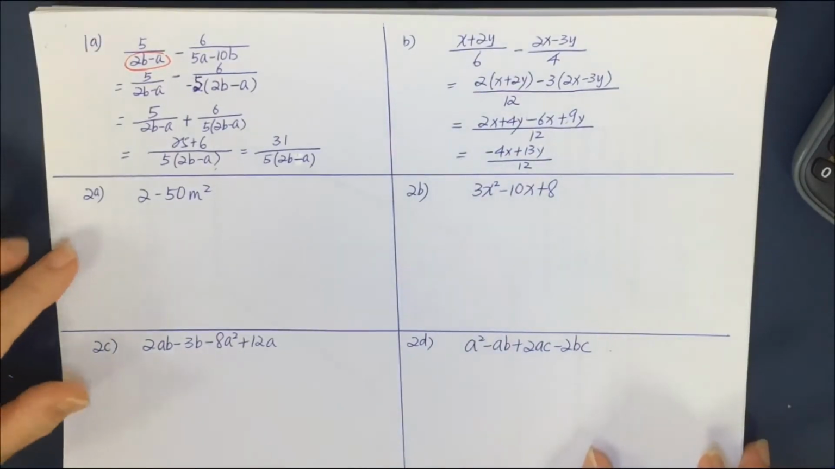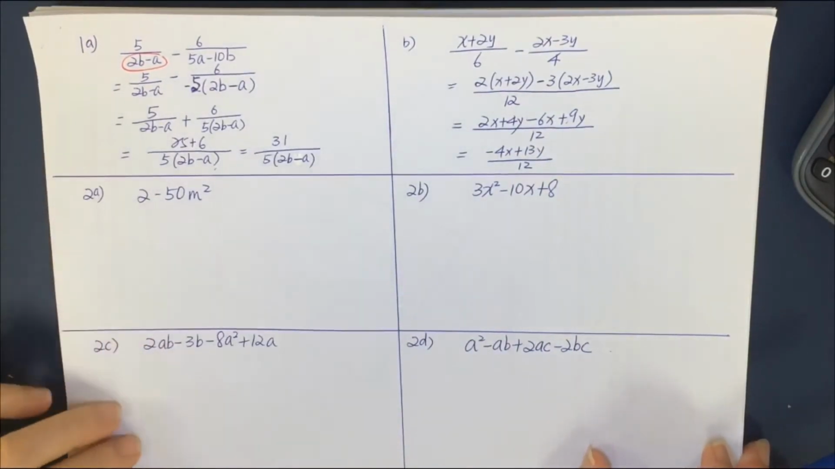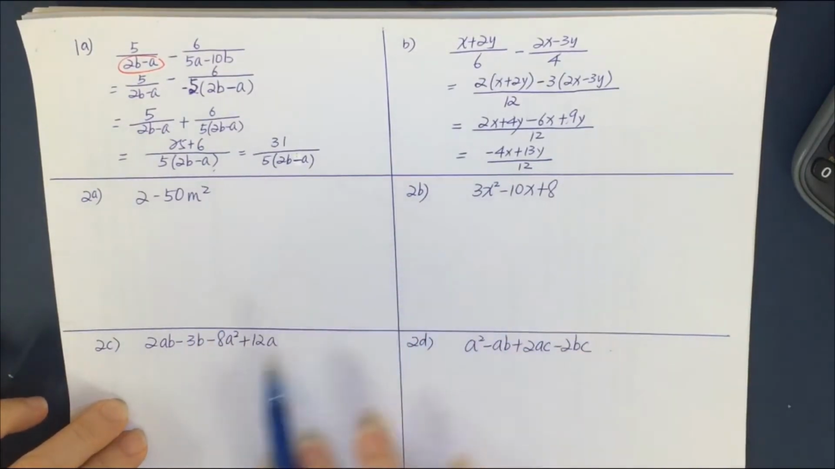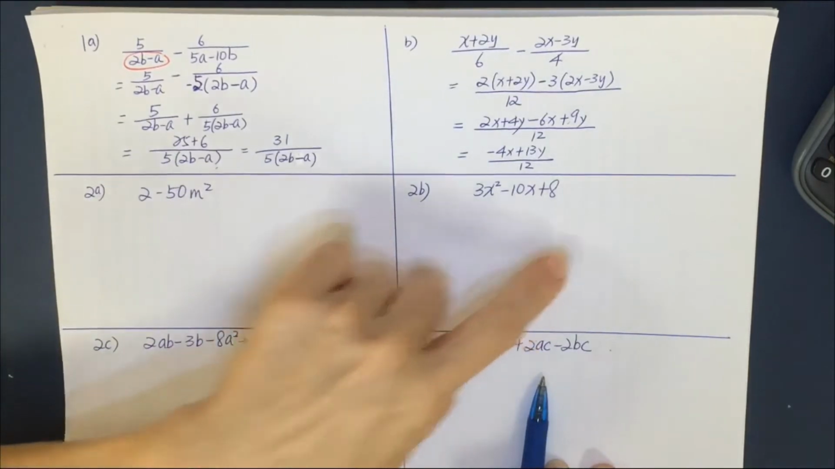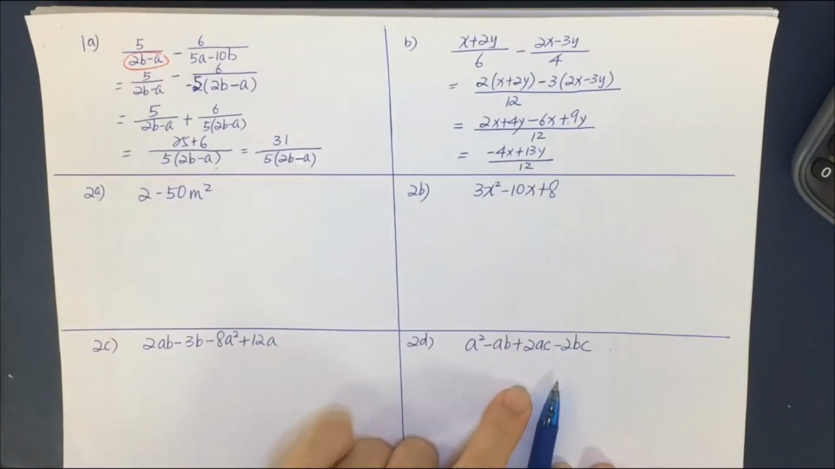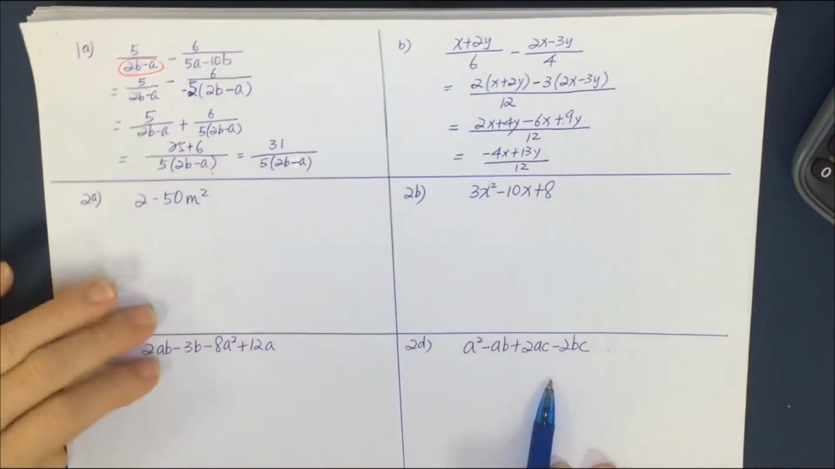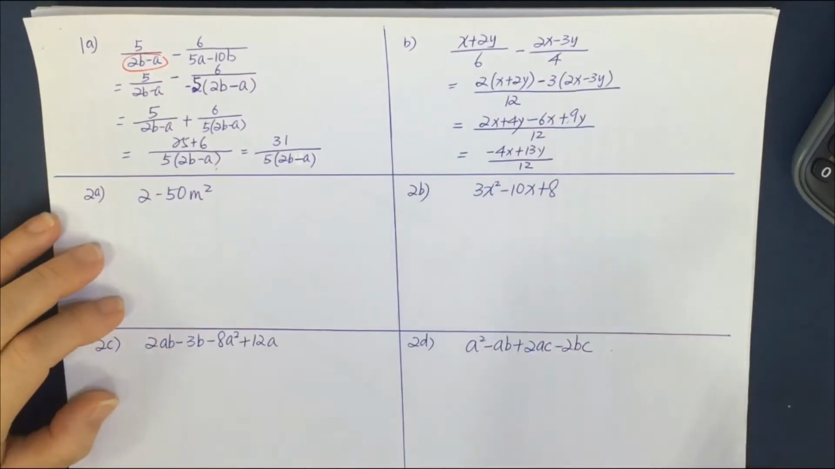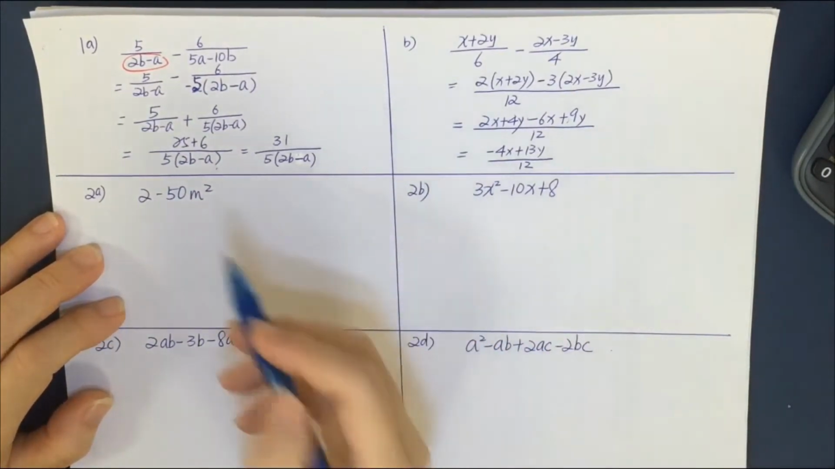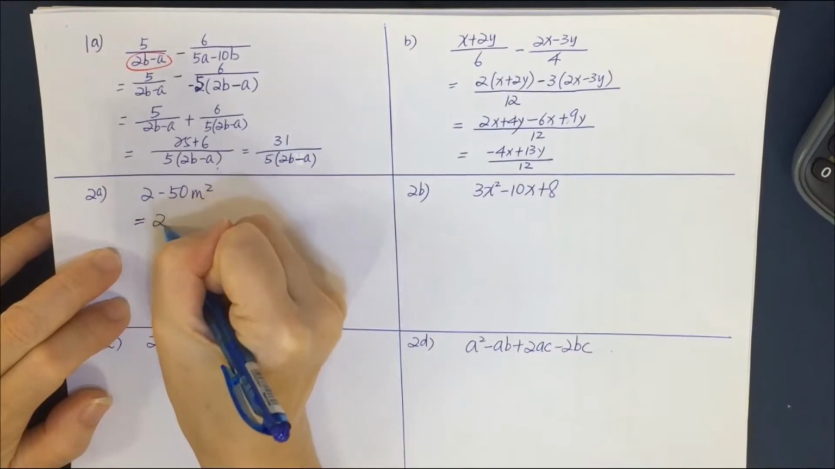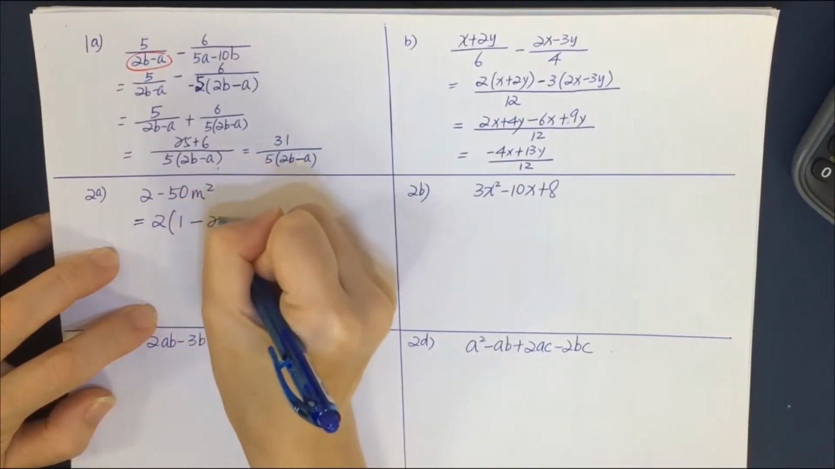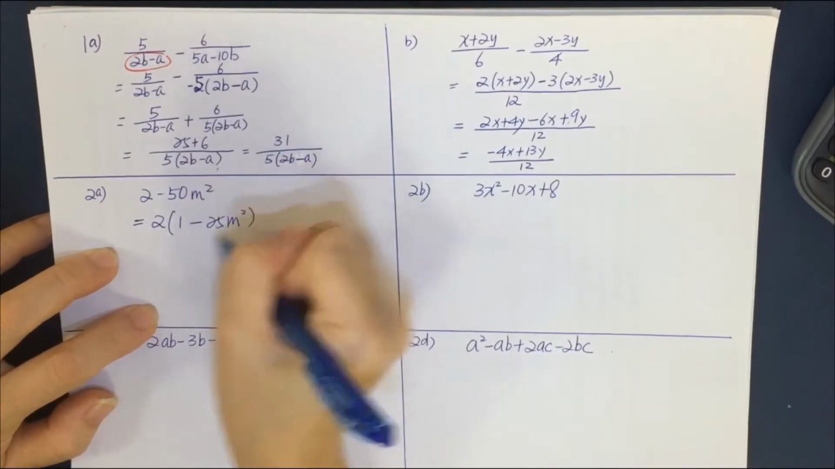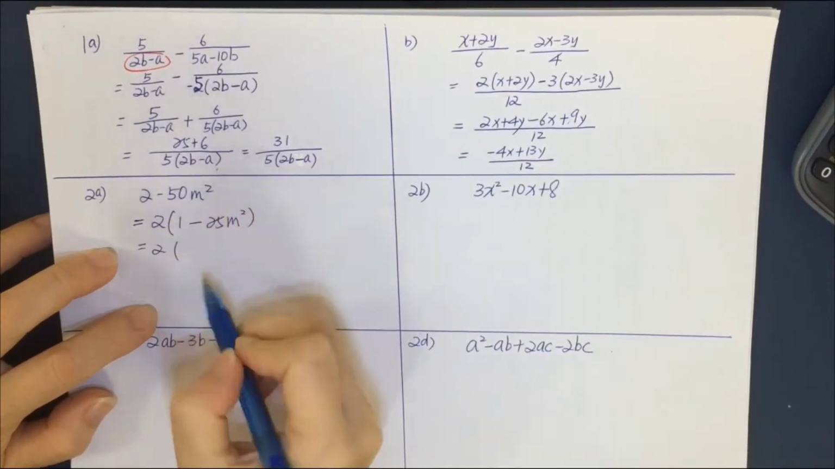Okay, second question is to factorize. So you see, this one to factorize, this one to factorize, factorize and factorize. This one contains 2 terms, this one contains 3 terms, this one contains 4 terms and also 4 terms. For the 2 terms one, what we normally do is we bring out common factor. In this case, 2 is the common factor, so we have 2 into 25m squared.